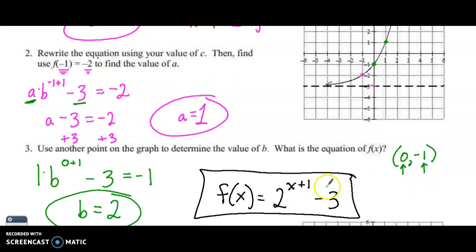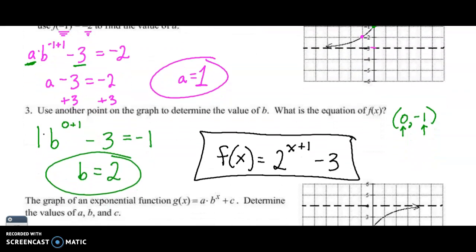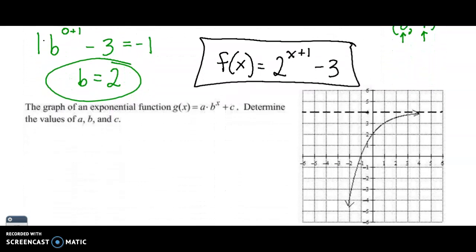And you can even pick out more values, like plug in x equals 1. Well, 1 plus 1 is 2, 2 squared is 4, 4 minus 3 is 1. Did I have the ordered pair 1, 1 in my graph? And that answer is yes. So there's so many ways that you can double check your work before moving on.